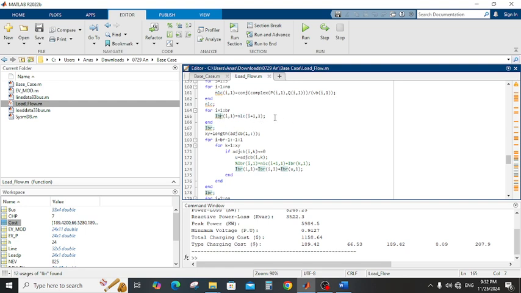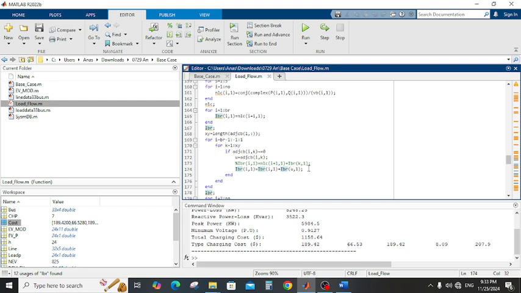The branch current means the current flowing from one bus to another bus, from bus 1 to bus 2, or from bus A to bus B. This is the branch current, and it depends on the net current in each calculation. After that, as you see here, for each line we have an accumulated branch current.